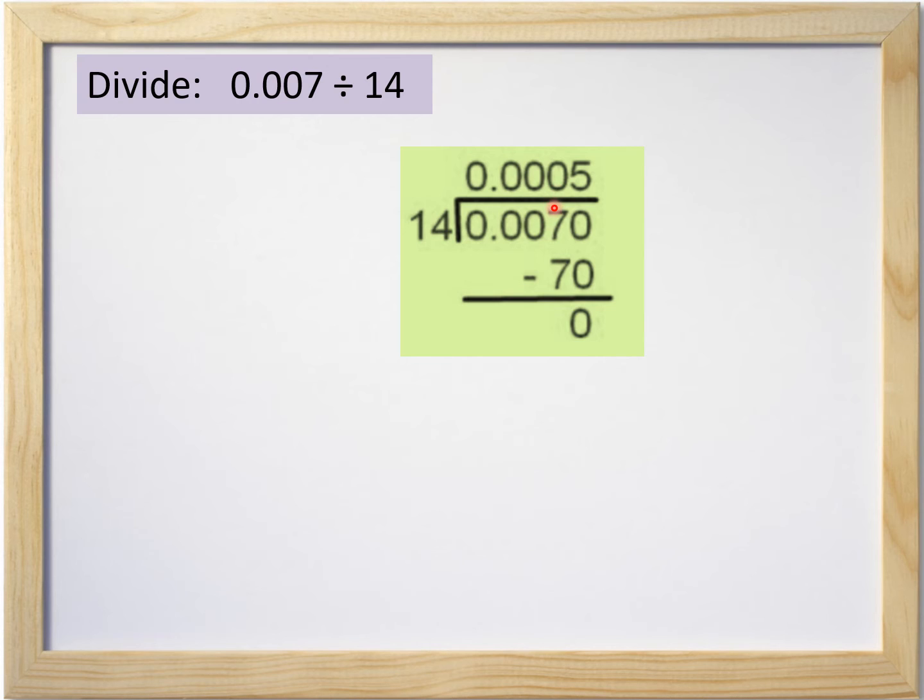Now children, is the division complete? No. So what will we do here? We will add 1 zero in the dividend, because after the decimal point, we can add as many zeros as we want. Now, can we divide 70 by 14? Yes. So, how many times will 14 go in 70?